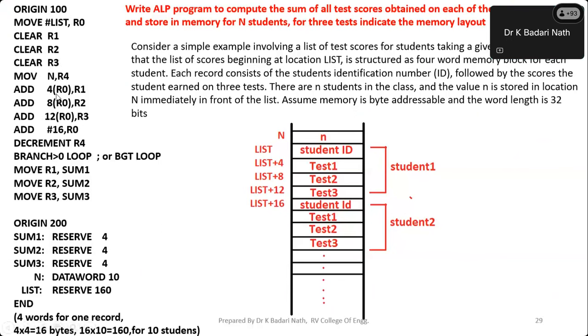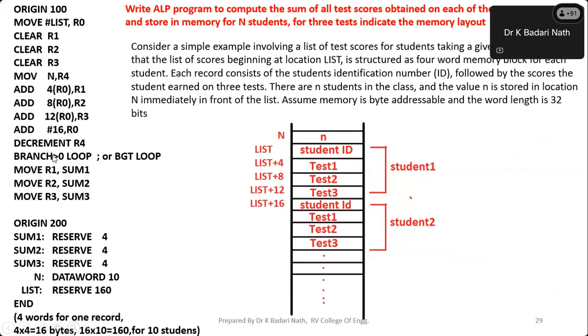Now, once I finish the first record, I will go to the next record. Every record consists of 16 bytes, 4 into 4. That's why I'm adding 16, so that my pointer moves to the next student's record. Now, decrement R4. R4 contains the number of records. So now, branch greater than 0 to loop. The loop label has to be placed before the first add instruction.